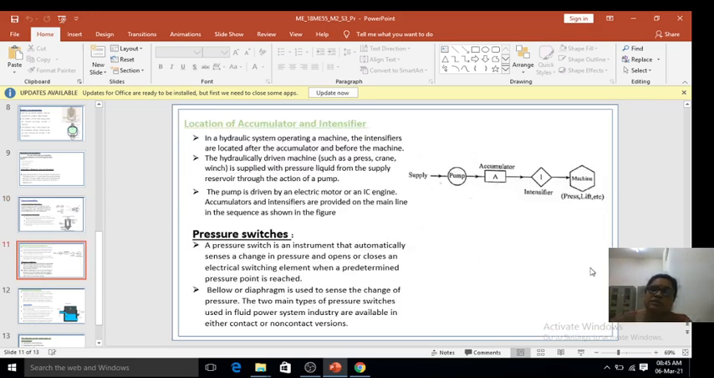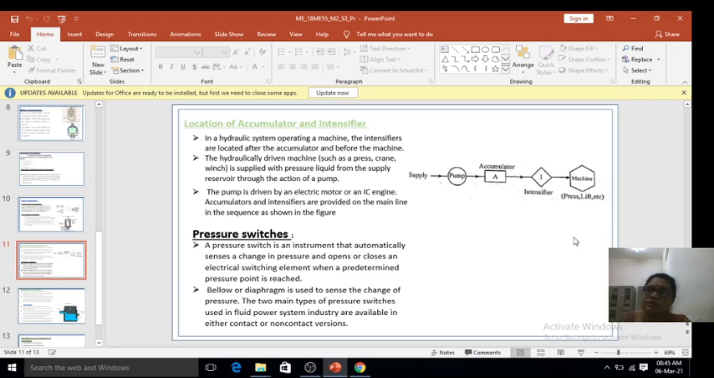Location of accumulators and intensifier. Usually in the hydraulic system, the intensifiers are located after the accumulator and before the machine. The hydraulically driven machines such as press, crane, etc. are supplied with pressure liquid from the supply reservoir through the action of a pump.